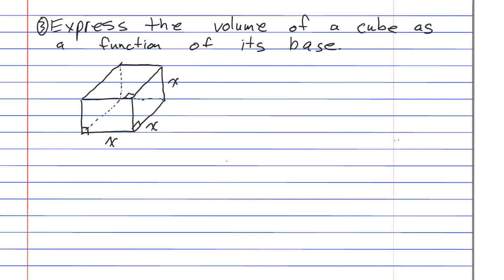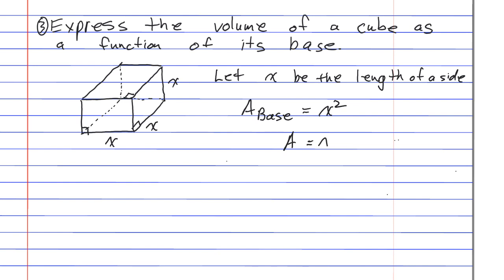Now, here's what you have to do. Make sure you say your let statement. Let x be the length of a side of the base of the thing. So you know that the area of the base is x squared, is it not? So we need to figure out some way to do this. So the area of the base is x squared. So let's call that A. So A is equal to x squared.